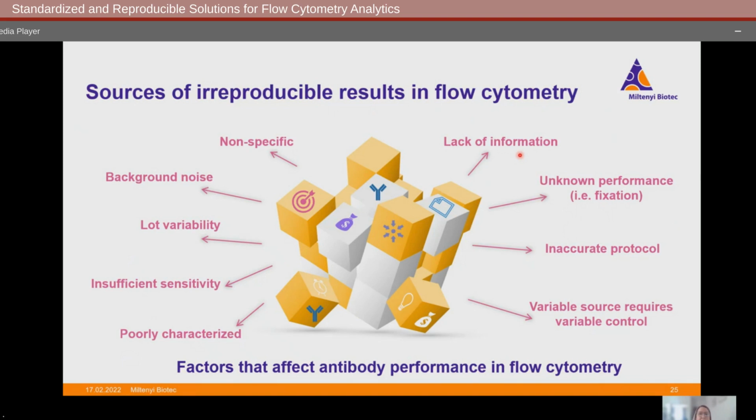In relation to that, you may not know what the performance of the antibody is like. Things like how it performs under fixation could be really useful to know before buying a particular antibody and using it in your experiment. The protocols provided with the antibodies may not often be accurate for the particular antibody that you're going after in your panel. And finally, there are so many other variables in the manufacture of antibodies that require different types of controls along the way.